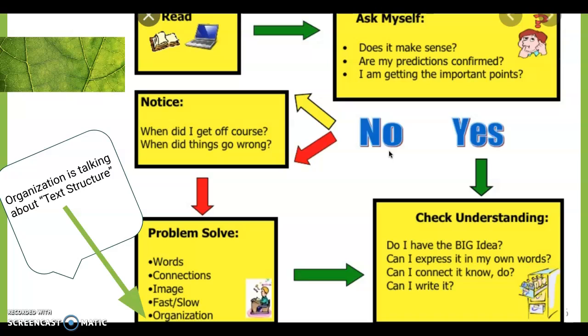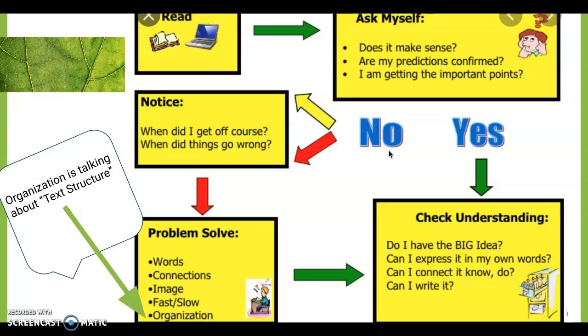If I'm not, then I have to go back and figure out where is it that my mind started to wander, or where is it that I didn't understand the text anymore. Then I can problem solve using the words before, in, and after the sentence. I can also make connections to what I've read, learned, or done before. I can try to imagine what the text is trying to say. I can speed up or slow down. And I can organize my thoughts either by taking notes or annotating.